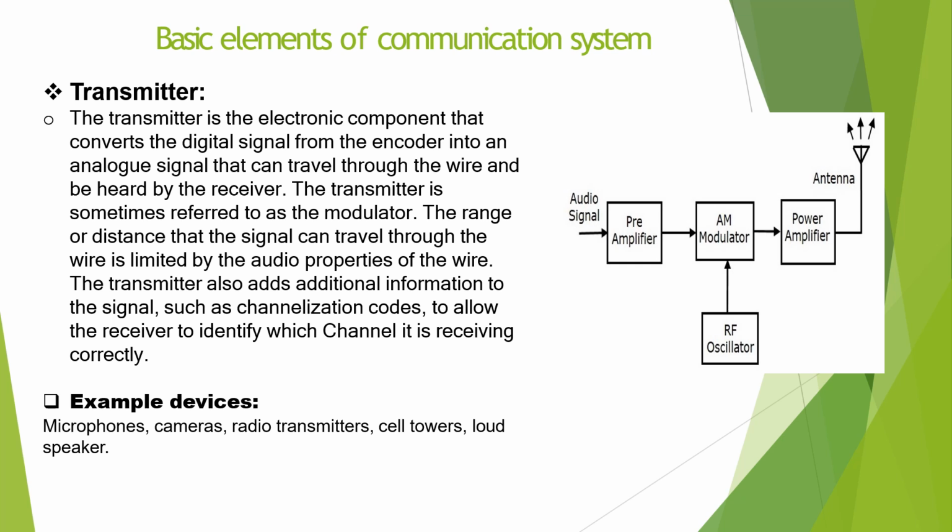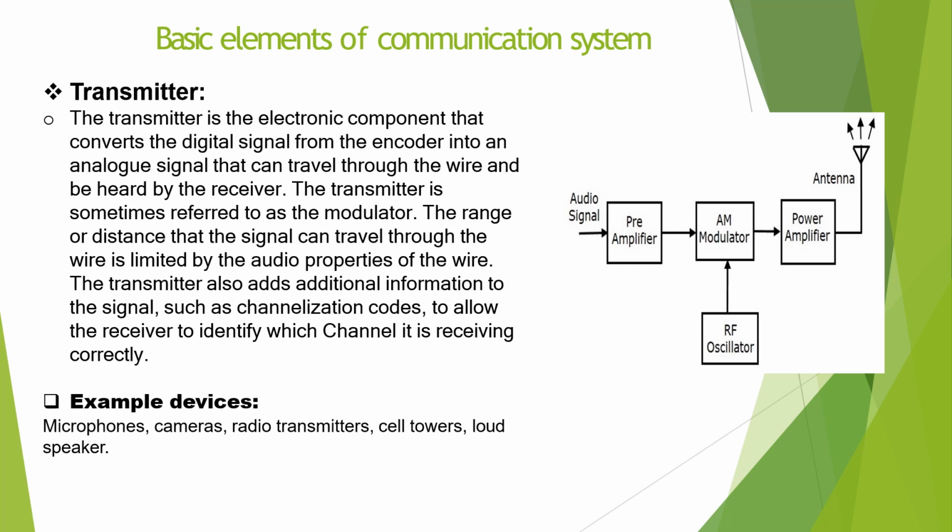The range or distance that the signal can travel through the wire is limited by the audio properties of the wire. The transmitter also adds additional information to the signal, such as channelization codes, to allow the receiver to identify which channel it is receiving correctly. Its example devices are microphones, cameras, radio transmitters, cell towers, and the loudspeaker.